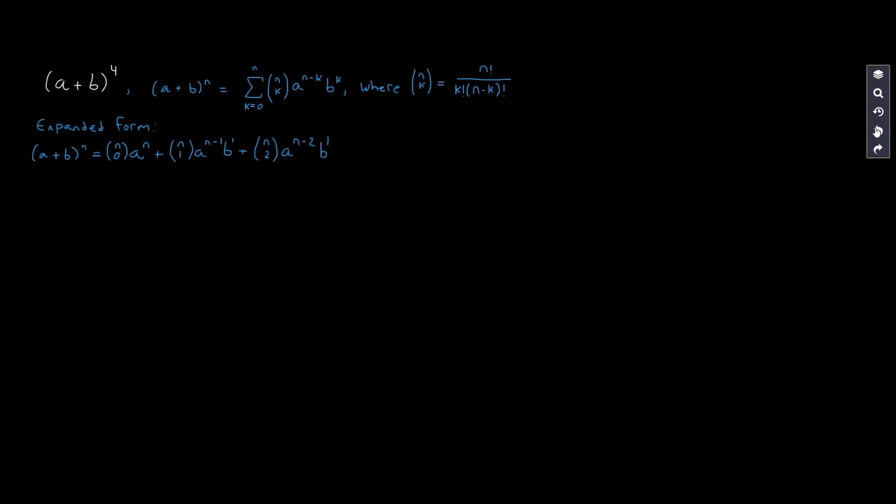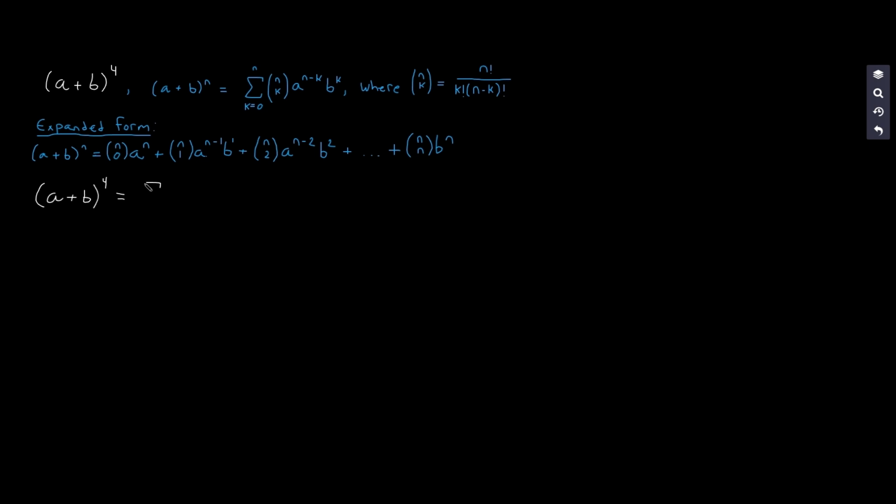Oh yeah, but k is going to be 2. So k is set to 2, so I'll just write in a 2 right here. And then we're just going to follow this pattern all the way up to some value n choose n times b raised to the power of n. All right, so bringing it back to what we have, a plus b raised to the 4th power.